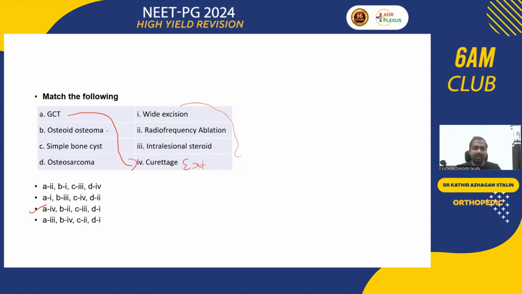But let me discuss. Osteoid osteoma. What will you do? Osteoid osteoma, the recent invention is radio frequency ablation. Previously, we were using burr holes. Simple bone cyst, intralesional steroid can help in a simple bone cyst.